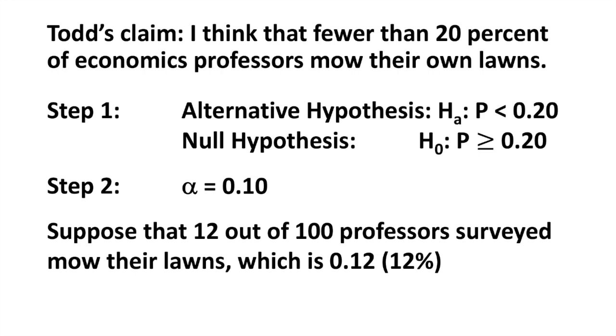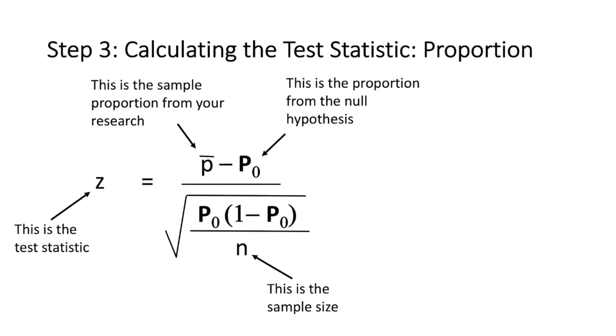The next step of a hypothesis test is really the fun part where we go out and do the research. So let's say I went out and I surveyed 100 economics professors and I found that 12 of them mow their own lawns. So if you have 12 out of 100 economics professors that mow their own lawns, that's 12% or 0.12. So now we can use the information from the research, again, finding that 12% of economics professors mow their lawns, to calculate the test statistic.